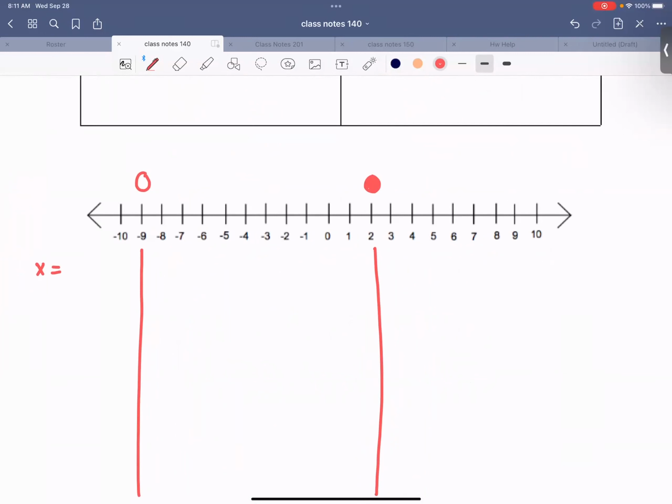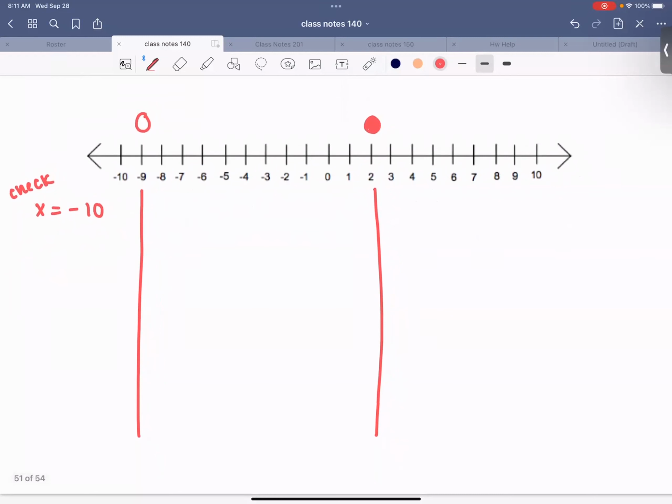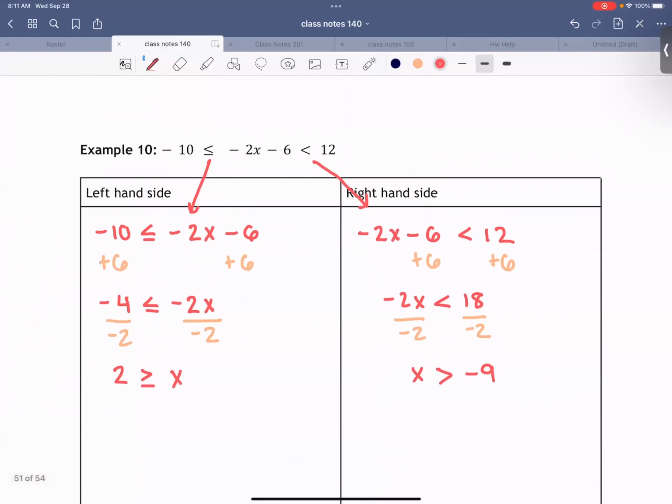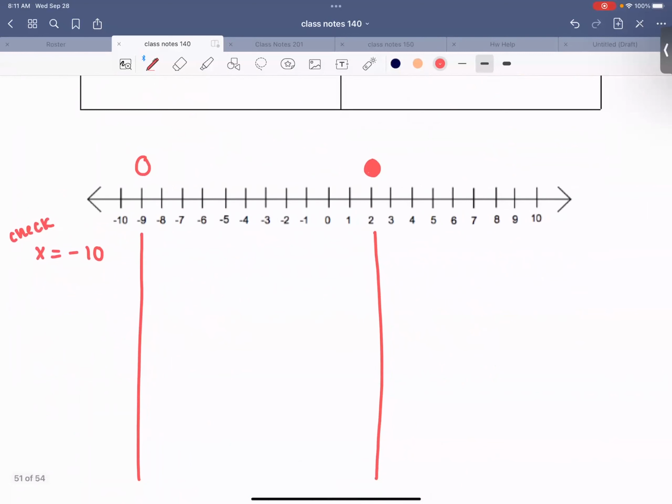Can someone give me a number less than negative 9? Negative 10 is good. All right. I know I'm pretty bad at that too. If you don't believe me, just take a look at my arithmetic skills. I've picked a number less than negative 9. Going to my original inequality, I'm going to write out the entire thing. So we have negative 10 is less than or equal to negative 2x minus 6 less than 12.